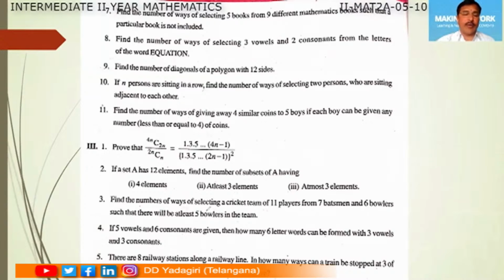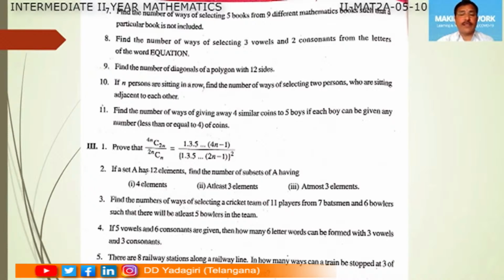Now we will take up another problem. This third bit, second problem. If a set A has 12 elements, find the number of subsets of A having: question number 1, 4 elements; question number 2, at least 3 elements; question number 3, at most 3 elements.